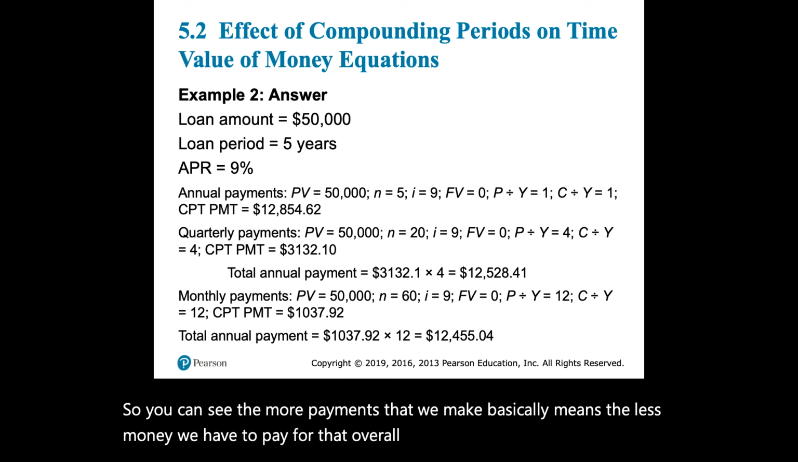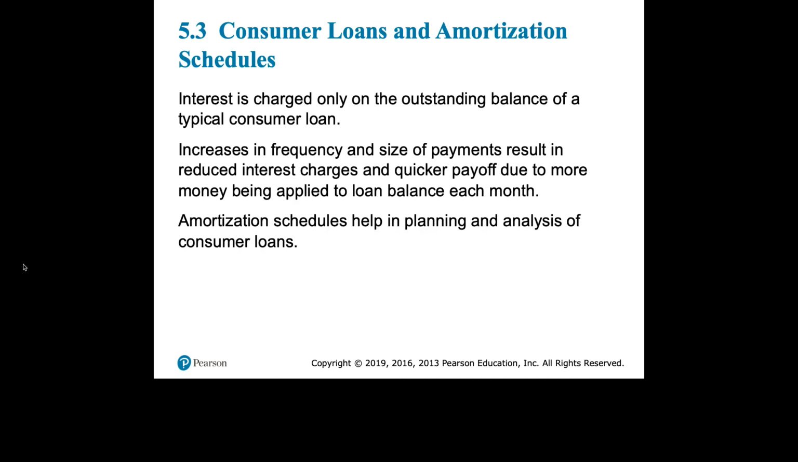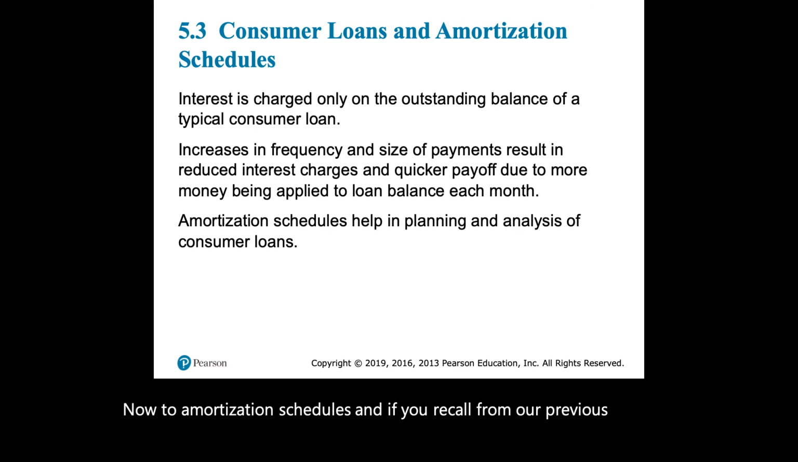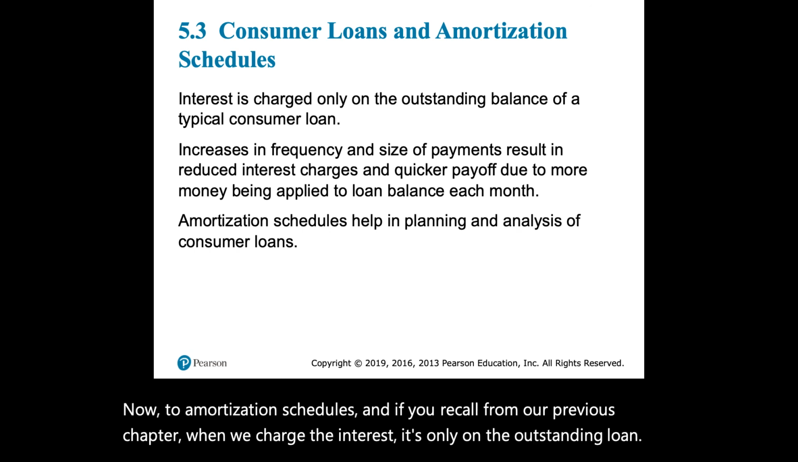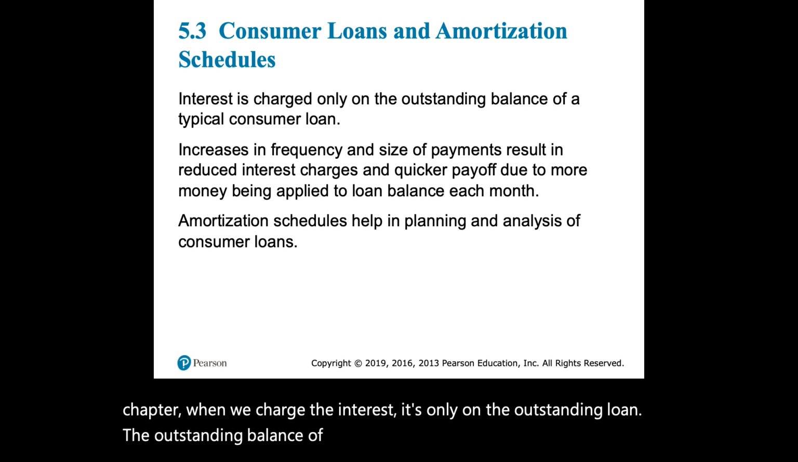Now moving on to amortization schedules. If you recall from our previous chapter, when we charge interest, it's only on the outstanding balance of the loan. So the more frequent and larger the payments, the less interest is charged, which means we can pay off our principal quicker and pay our loan off quicker.